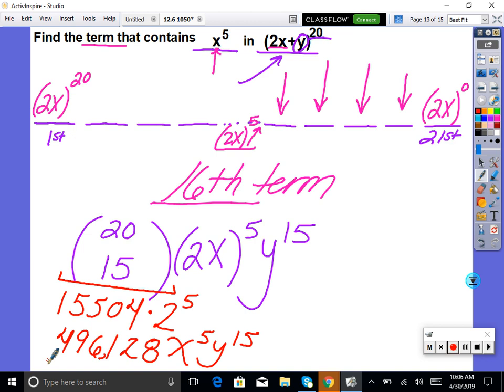Very, very good. Woohoo. That is how I feel like they're going to word one. You know, they're going to make sure you use the binomial theorem.